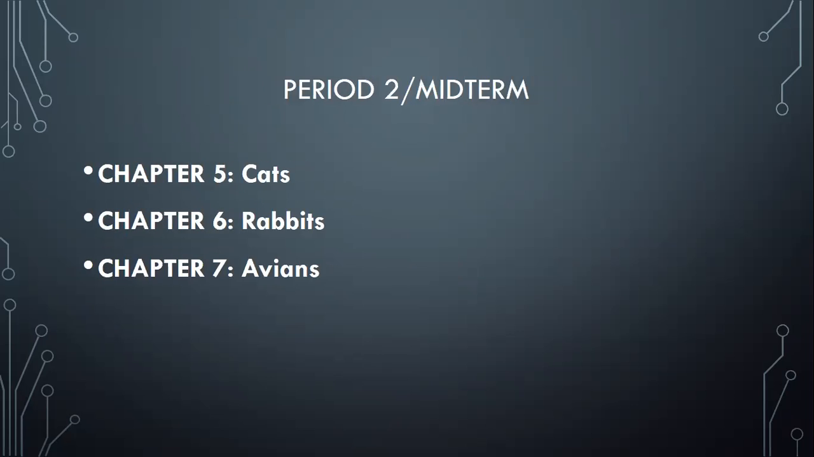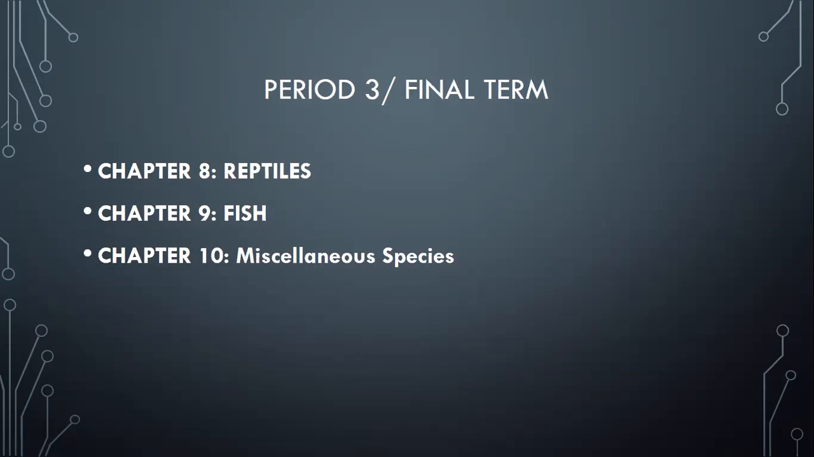For period 2, which is the midterm, we have the cats, rabbits, and avians. Cats and rabbits are quite short. Avians will definitely be longer, because although our focus animal is the chicken, we're going to discuss the avian as a whole, birds as a whole. And then for period 3, we have reptiles, and then the fish and miscellaneous species, which happens to be more on wildlife.